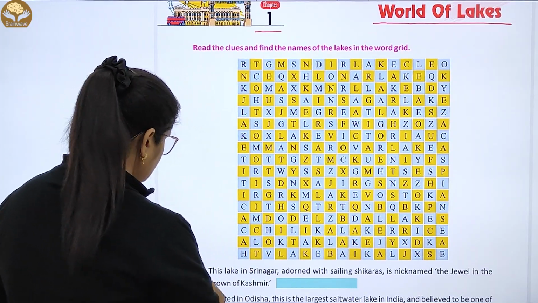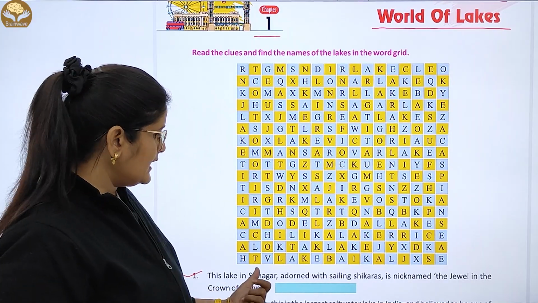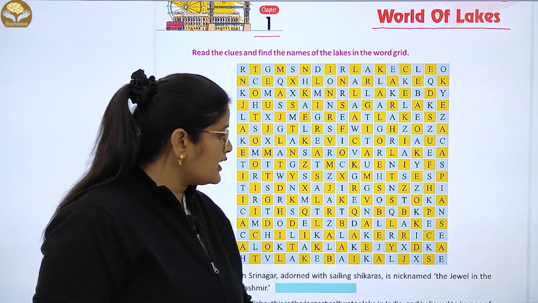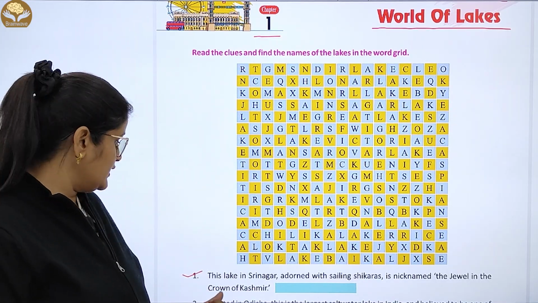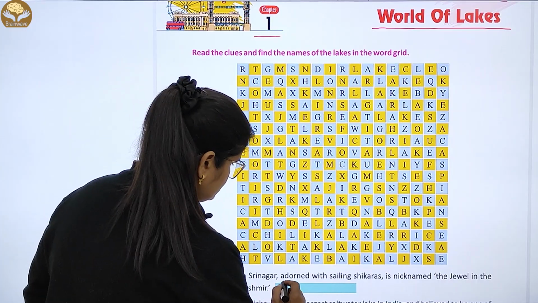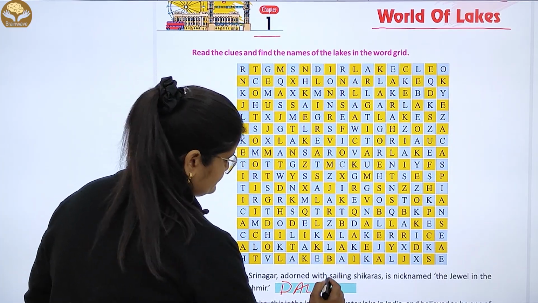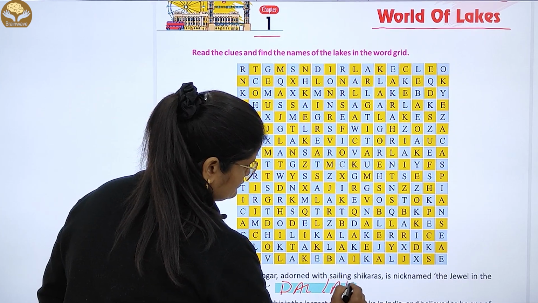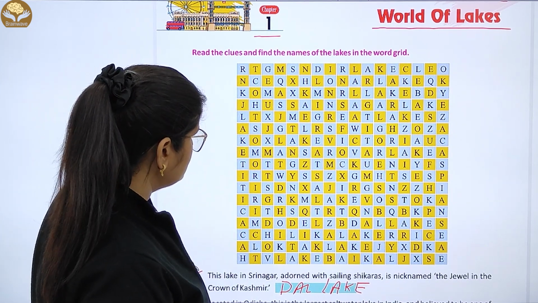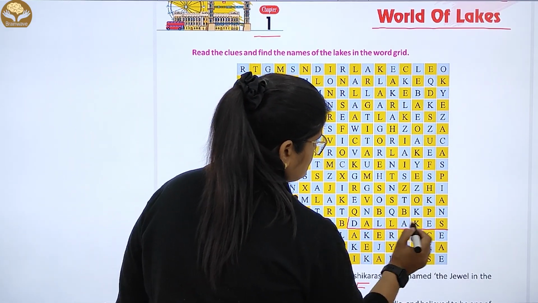Okay, then number 1, this lake in Srinagar, adorned with sailing shikaras, is nicknamed the jewel in the crown of Kashmir. And this is Dal Lake. Now search here. Where is Dal Lake? This is.